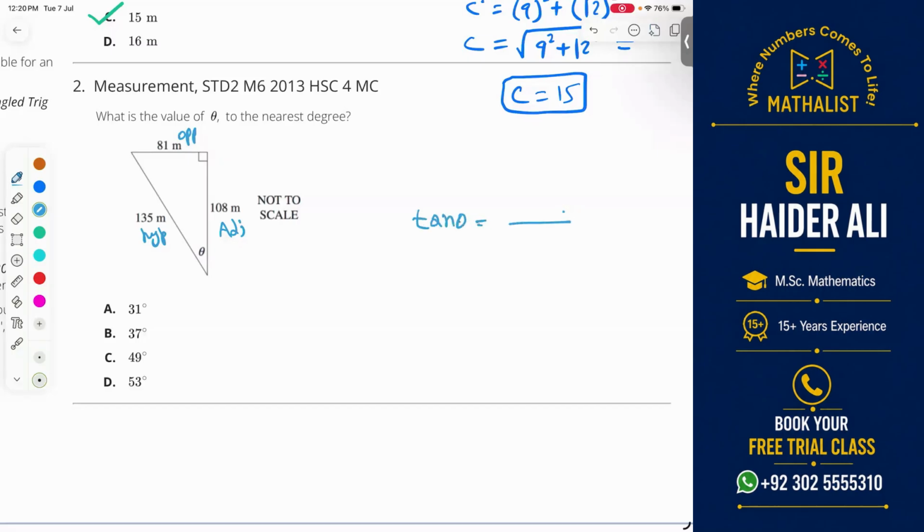That is opposite over adjacent. Opposite 81, adjacent 108. Okay. And the tan theta, move the adjacent to the other hand, and then I use my calculator to find the answer. Okay.